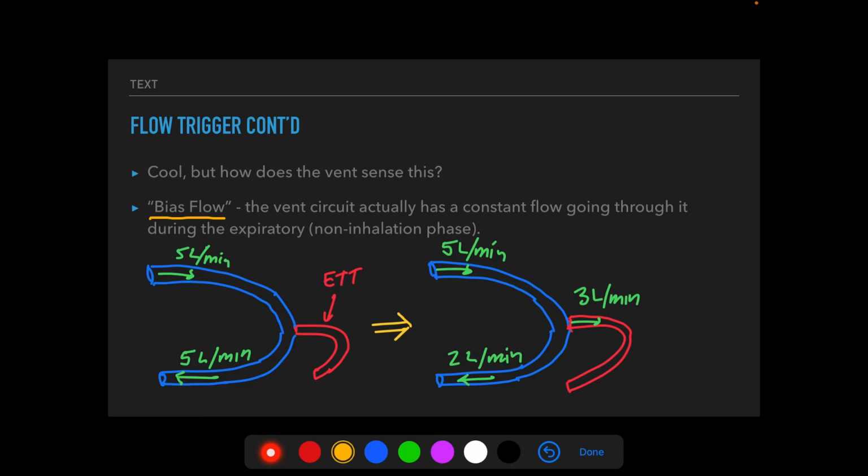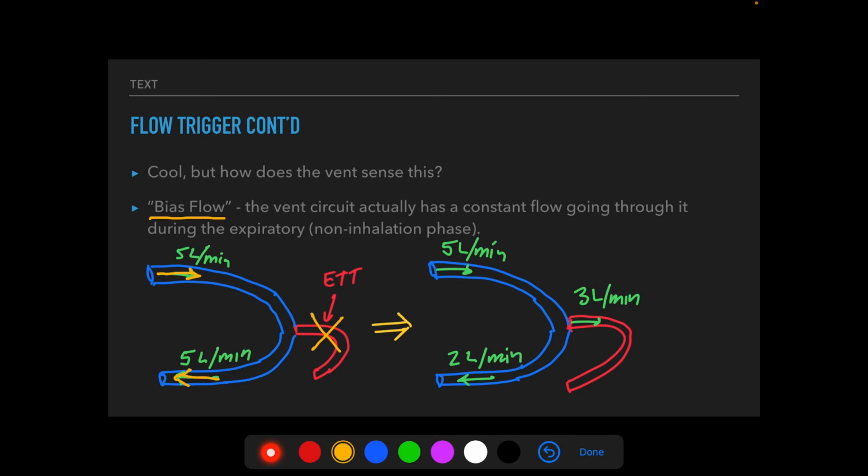So when the patient is exhaling or the patient is not making any effort at all, the vent is actually pushing 5 liters of air through the circuit. And if the patient is not attempting to breathe at all, nothing is going into the patient, pressures are equal, so 5 liters goes out of the vent and 5 liters should come right back into the vent.